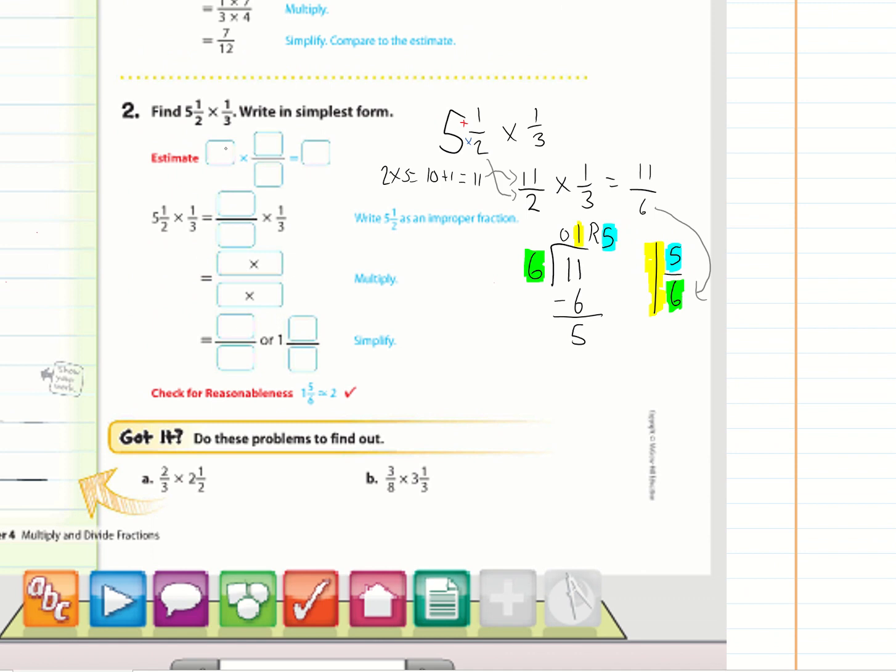So we're going to do this from the book's perspective. It says estimate: 5.5 is close to 6, times 1/3. It's going to equal 2. So 5 1/2 times 1/3 is going to be 11 over 2 times 1/3. So 11 times 1, 2 times 3. It's going to be 11 over 6, or 1 and 5/6.